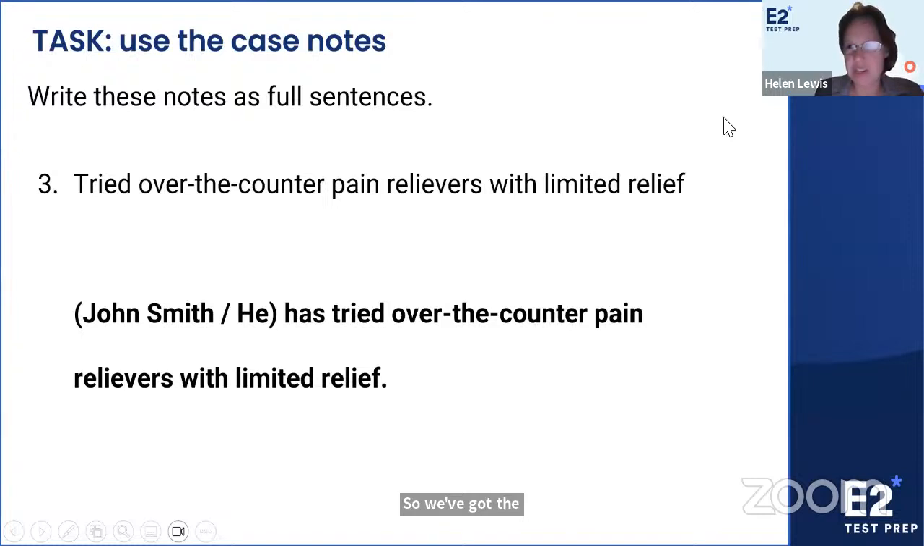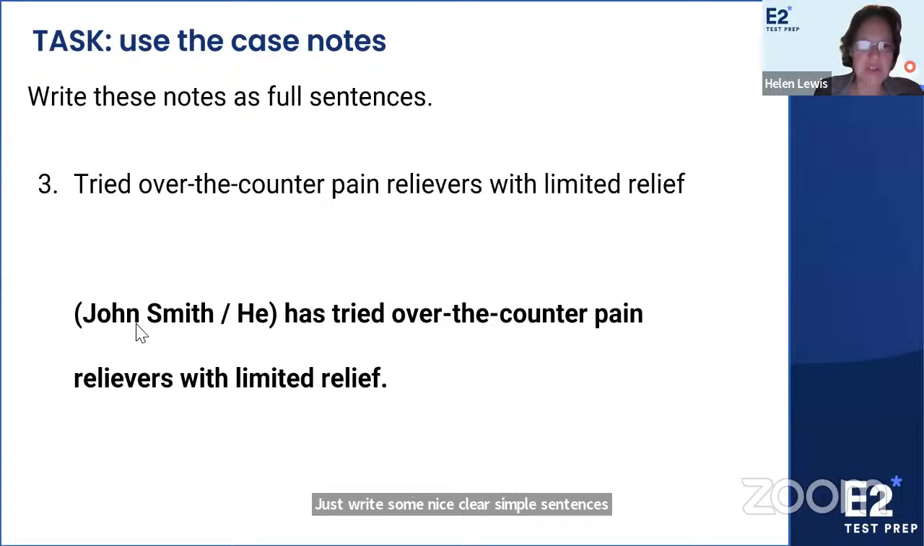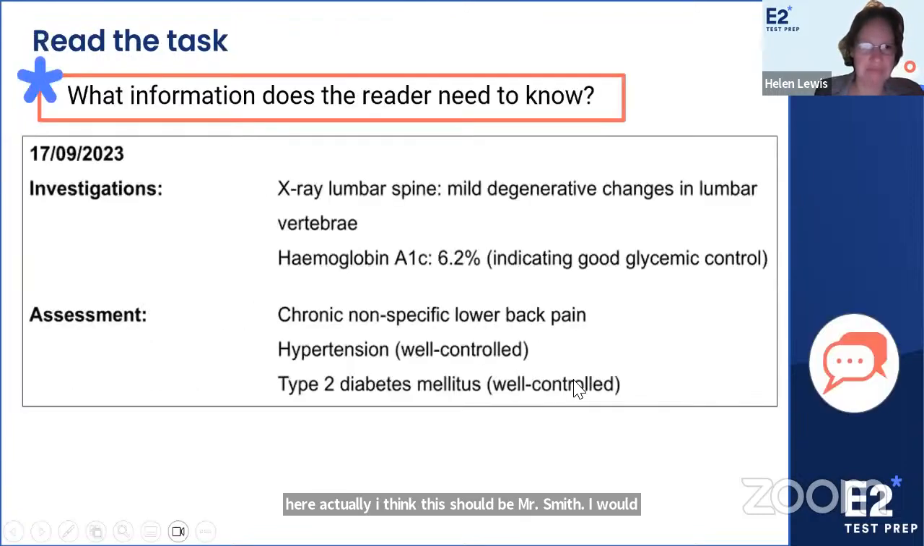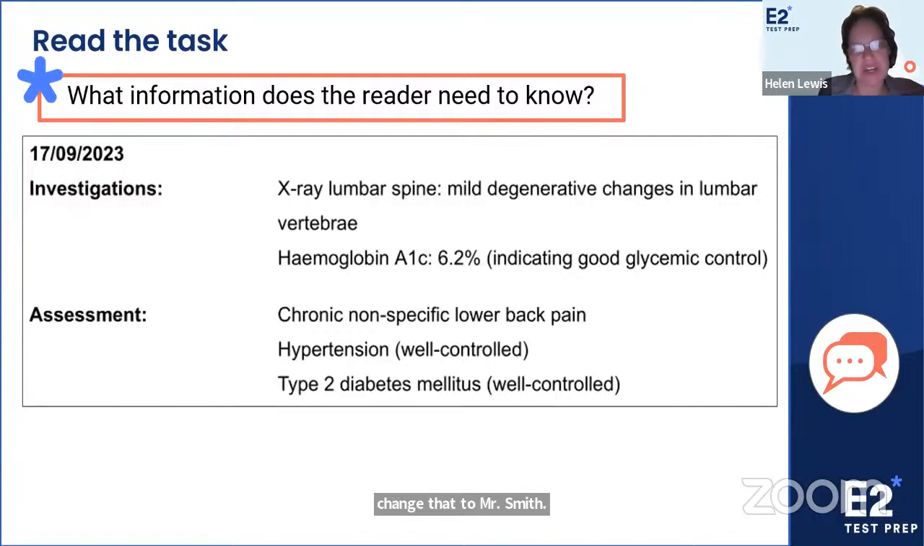Okay, so nothing too complicated is happening, right? Just write some nice, clear, simple sentences. You can either use he, actually, I think this should be Mr. Smith. I would change that to Mr. Smith. Okay. So now let's think about what information the reader needs to know from the investigations and the assessment. What do you think the reader should know from these?